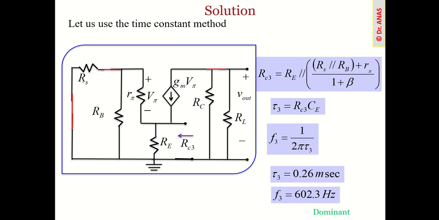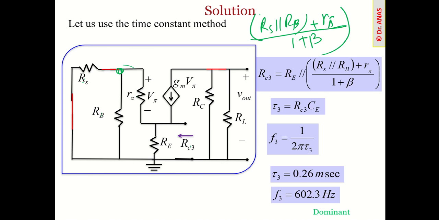RS parallel with RB, then it is becoming in series with this R pi. Now because we are looking from the emitter side, and this is the base side, all this resistance will be divided by 1 plus beta, and then they are in parallel with this RE, from this end. So parallel with RE. So that is the resistance seen by this capacitor.